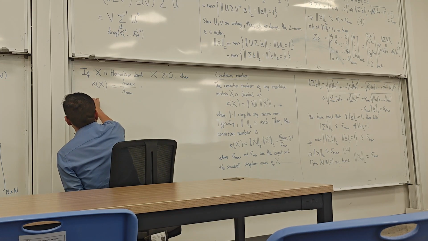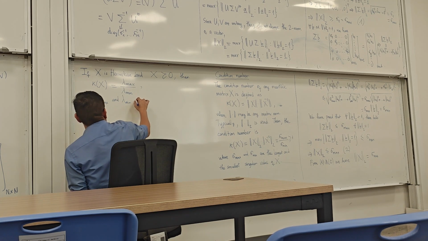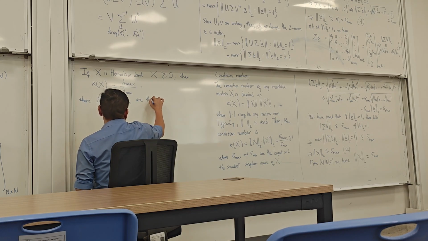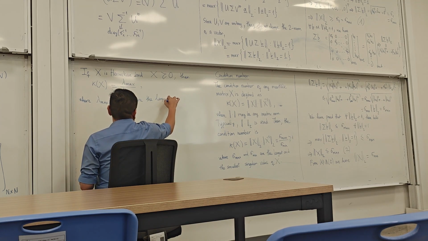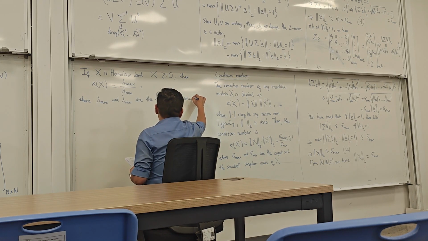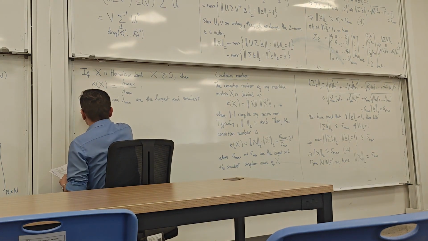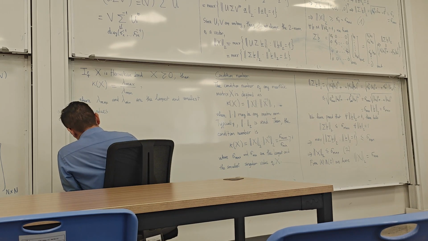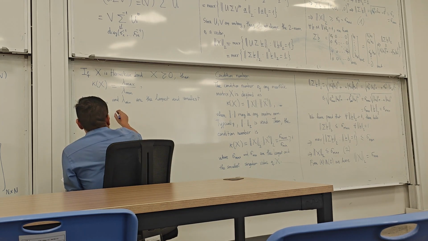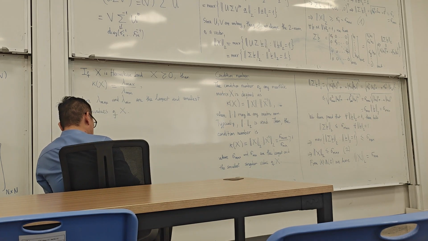Where lambda max and lambda min are the largest and the smallest eigenvalues of the matrix X. Okay, that's the condition number.